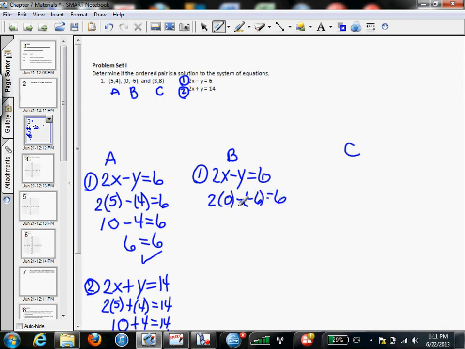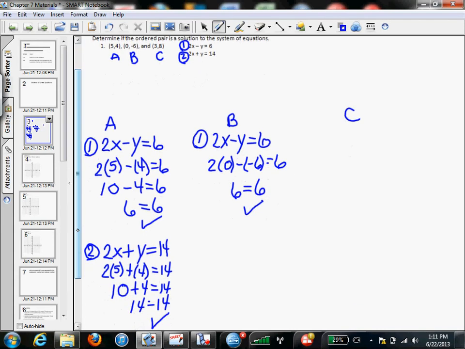Alright, so 2 times 0 is 0, and then minus times a minus is a positive, so we have 6 equals 6. That is a true statement. So that means that the coordinate pair B is a solution to the first equation. But now we have to ask ourselves, is it a solution to the second equation, which is 2x plus y equals 14.